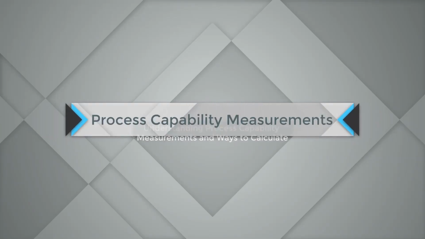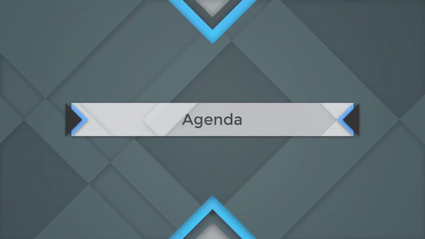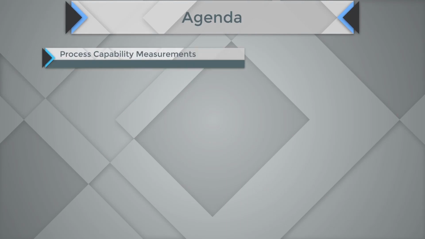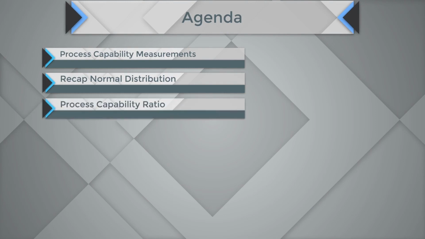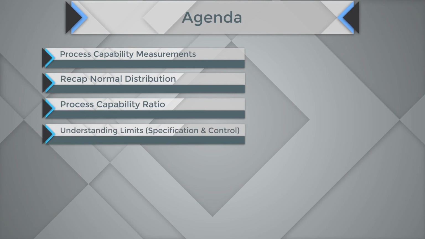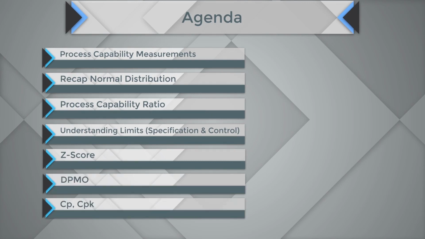Hello. Through this video, I shall help you understand process capability measurements and how you calculate them. The agenda of this video is to help you understand process capability measurements, do a recap of the normal distribution curve, understand process capability ratios, understanding specification and the control limits, understanding Z-score, understanding DPMO, and Cpk.